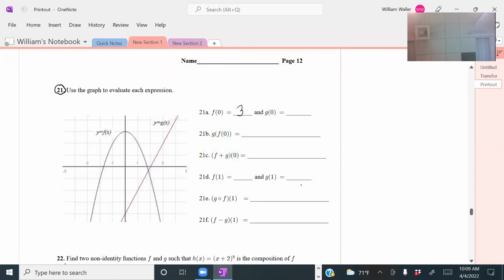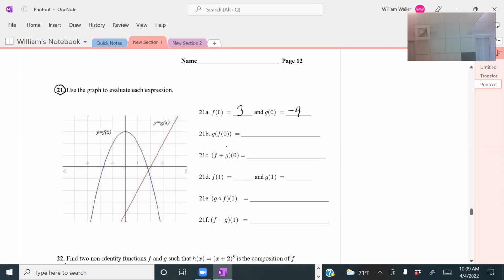Okay. All right. And then g of 0 the same way, right? So find 0 on the x-axis. It looks like g of 0 is down here at -1, -2, -3, -4. So g of 0 there is -4. Well, that's pretty straightforward, so that's probably pretty easy to do.